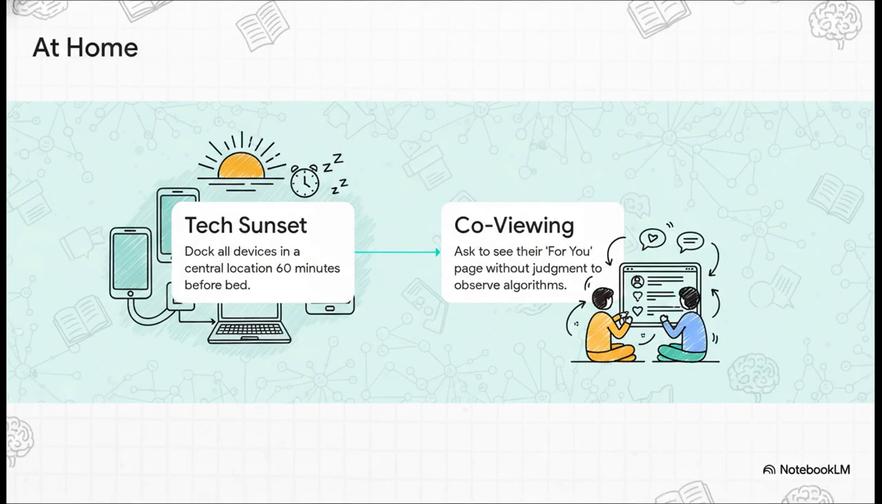And then at home, parents can make 2 super powerful moves. The first one is to establish a tech-free sunset. The idea is simple. All devices get docked in a central spot at least an hour before bed. This is all about protecting that crucial sleep.